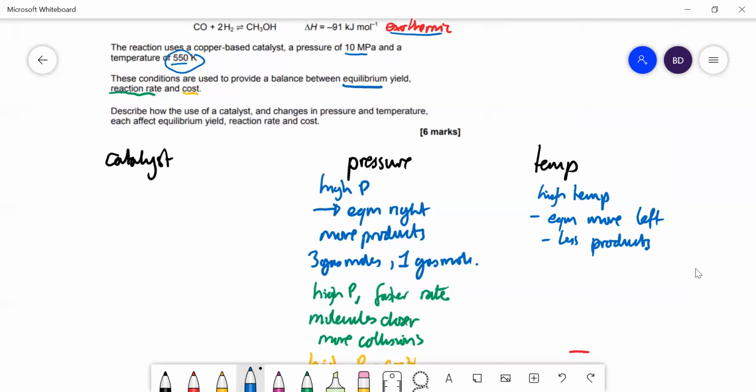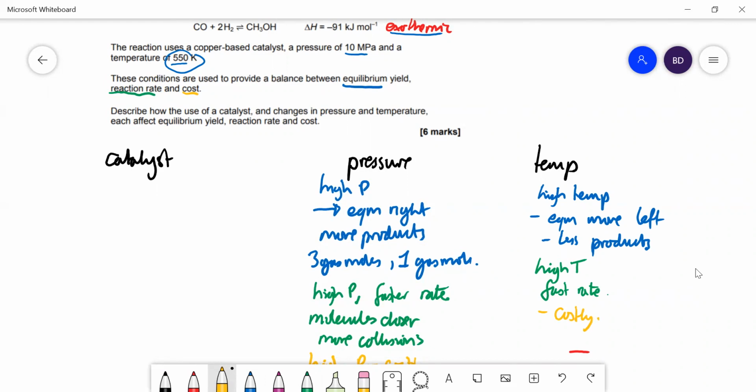Rate of reaction, though, and this is probably why they do use a high temperature, is the effect on the rate. So high temperature is good because you get a fast rate of reaction. And of course, cost, high temperature is costly.